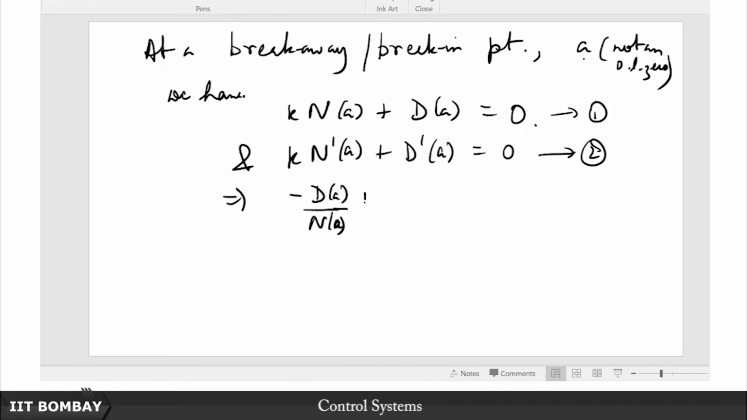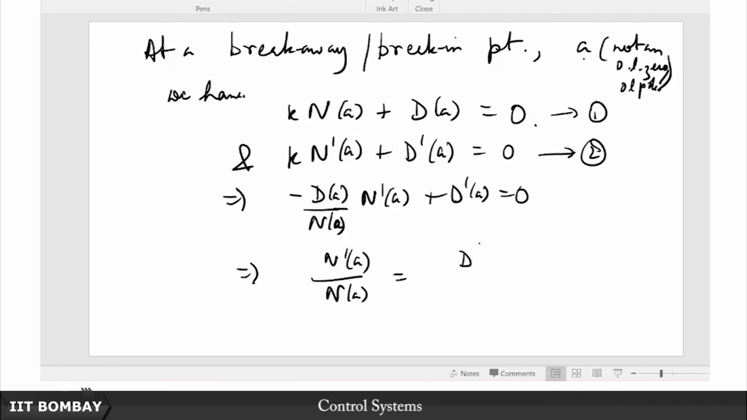So then we write this as N dashed(a) times minus D(a) upon N(a) plus D dashed(a) is equal to 0, which then leads us to, now we can also divide by D(a), so we'll just make the assumption not an open loop zero or an open loop pole. So we'll say that this is N dashed(a) upon N(a) is equal to D dashed(a) upon D(a).